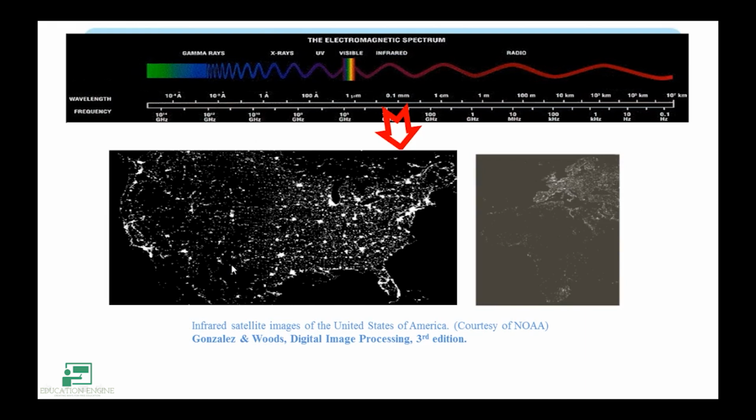This picture shows an application of IR imaging. These images are part of the Nightline Lights of the World dataset, which provides a global inventory of human settlements. The image was generated by the IR imaging system mounted on a National Oceanographic and Atmospheric Administration, NOAA, satellite. The satellite operates in the band 10 to 13.4 micrometers and has the unique capability to observe faint sources of visible near IR emissions present on the Earth's surface, including cities, towns, villages, fires, and so on.